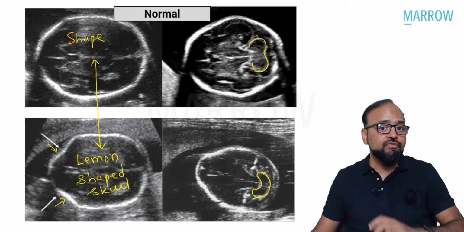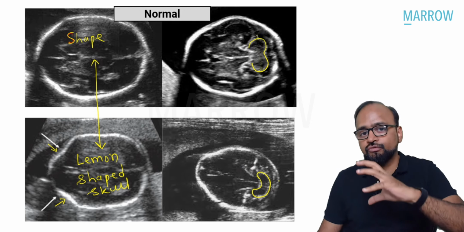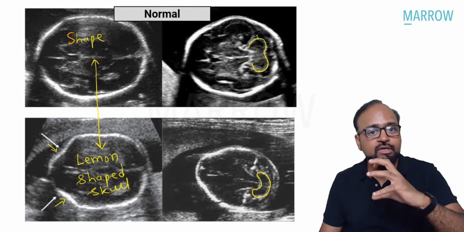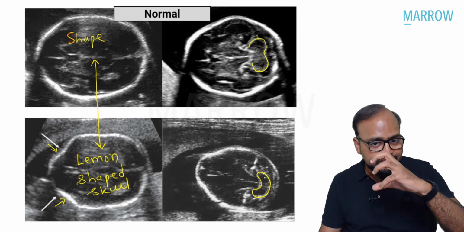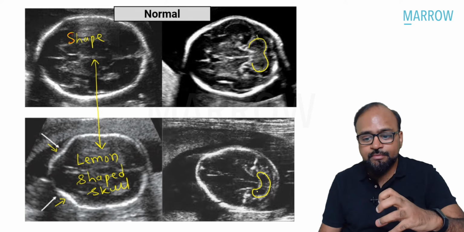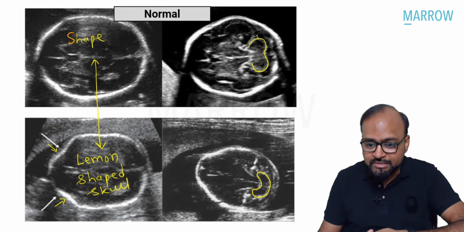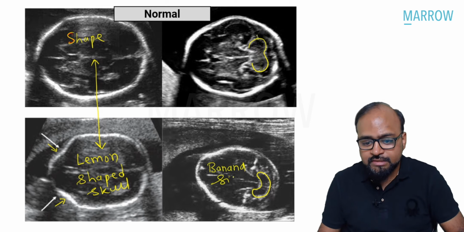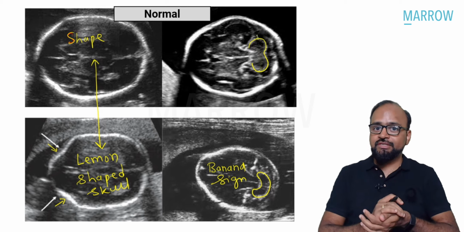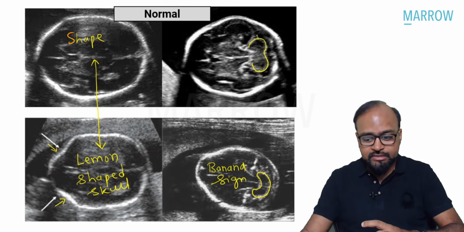Why? Because the size of the posterior fossa is small. The posterior fossa is collapsed because of less space and decompression there. What is going to happen? Because of the restricted space, the cerebellum has wrapped around the brainstem. This appearance of the cerebellum is what is called the banana sign. This was the question which was asked in the exam. So lemon shaped skull, banana sign.